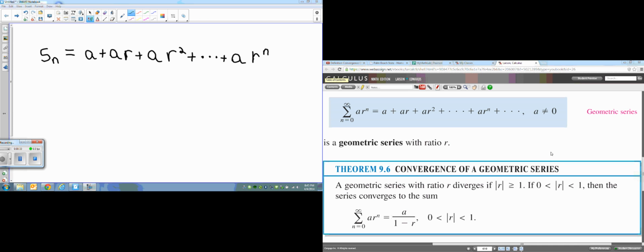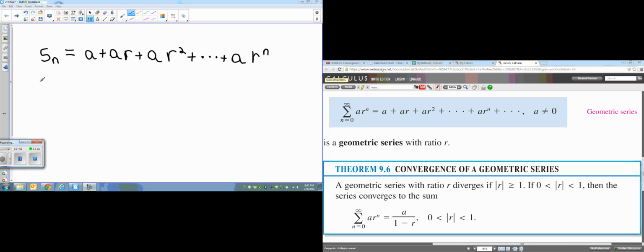And let's see, the ratio is r. And here's a theorem for the convergence of a geometric series. If you take a look over here, this would be the nth partial sum of a geometric series.